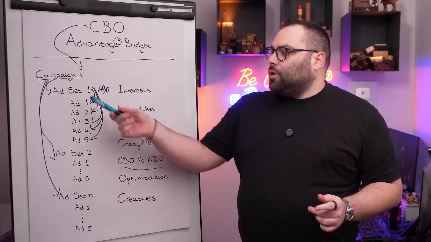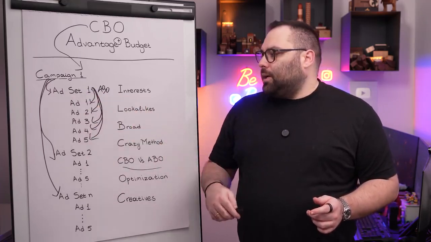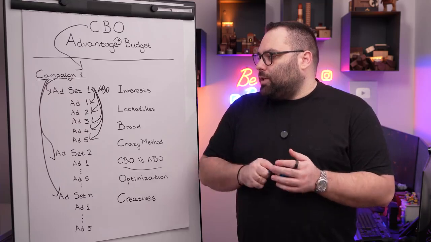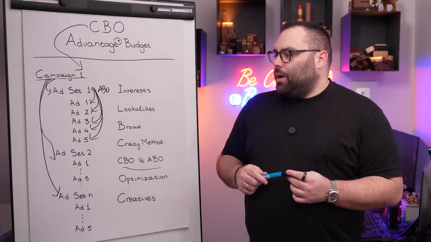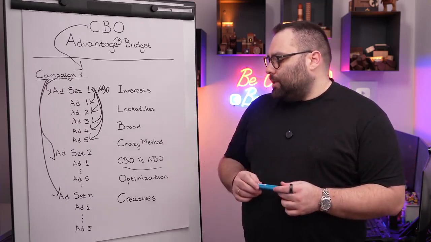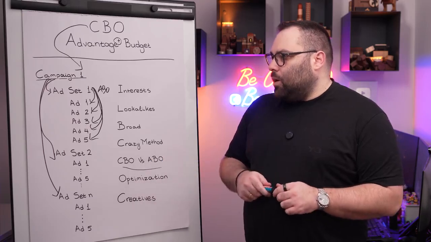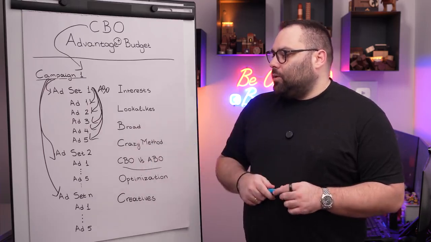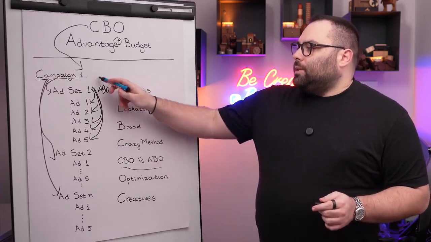And then the budget is going to be distributed, most of the times, to the bigger audiences, but we have discussed this also in the previous chapter. One thing that I need to mention over here about the CBO campaigns is a little bit the differences with ABO and how they're distributing the budget on the actual ad sets.